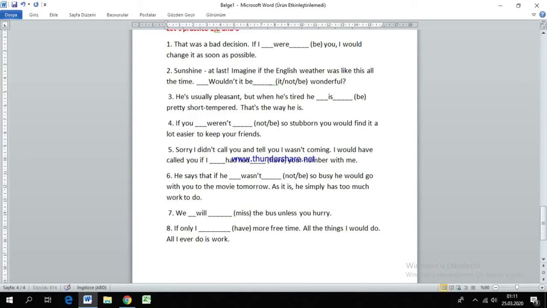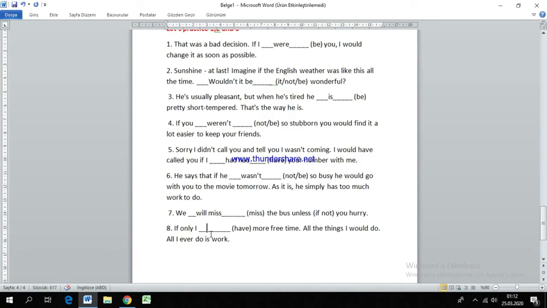Okay? We will miss the bus unless you hurry. For the ones who have never heard unless before, unless means if not. Okay? If not. So, yeah, if you don't hurry, we will miss the bus. This is a type 1. It's a prediction based on the given facts, because the buses are usually scheduled.